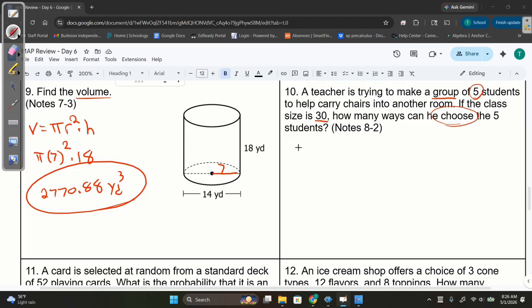With combinations, we use the nCr function on our calculator. My n is the total number of people, so 30, because it's a 30 size class. And my r is how many people are going to be in the group. So there's going to be a group of 5 students. Well, I can plug this into Desmos. nCr 30, 5, and I should get this crazy big number.